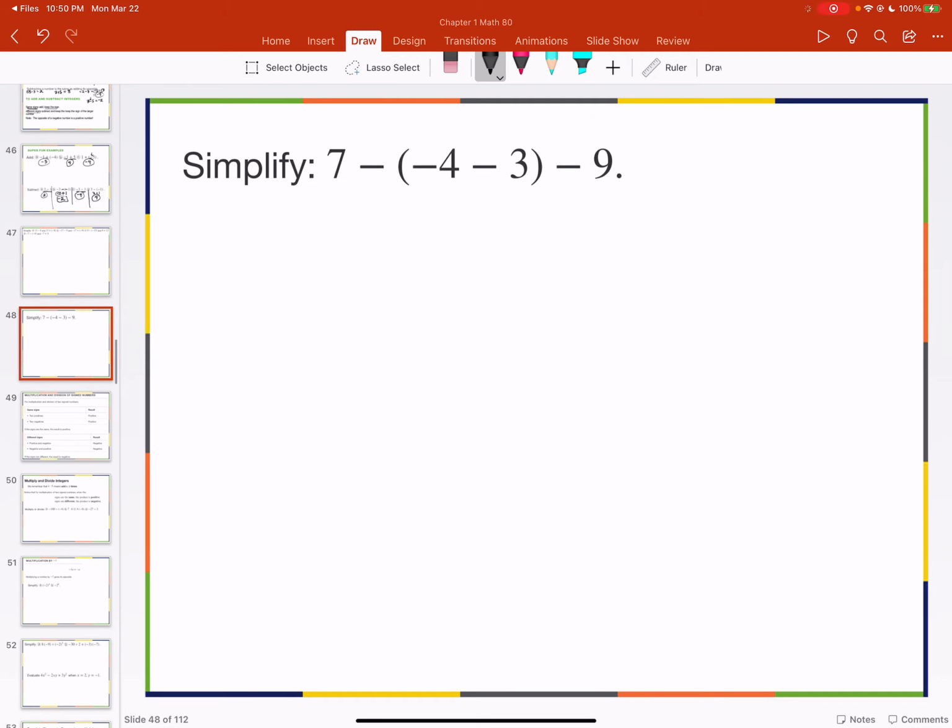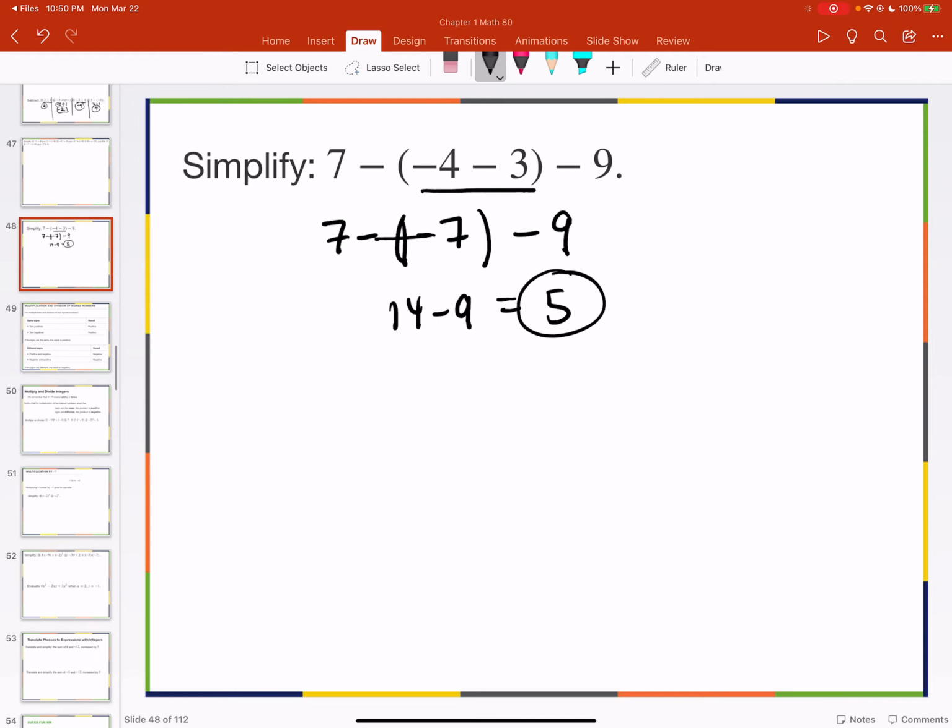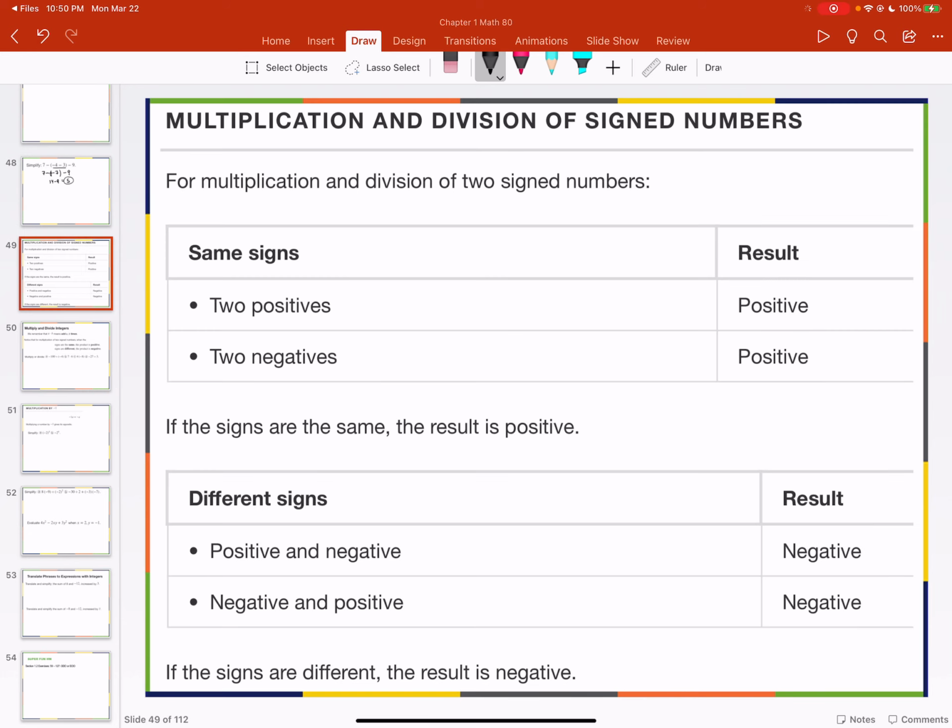Let's do one more. So here we're going to do inside the parentheses. So 7 minus, same signs add, keep the sign. So -7 minus 9. So then this becomes plus. 7 plus 7 is 14 minus 9. That's equal to 5. Okay, so now let's talk about multiplication and division.